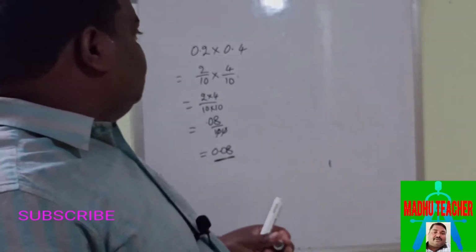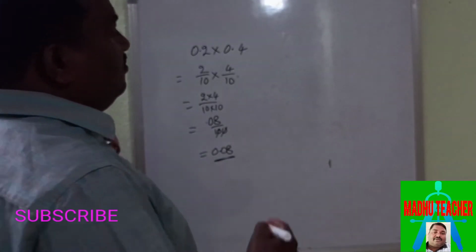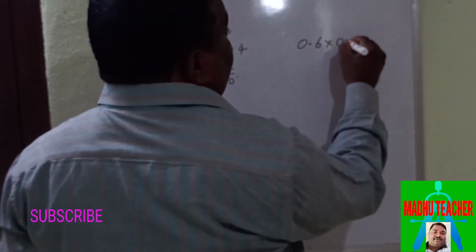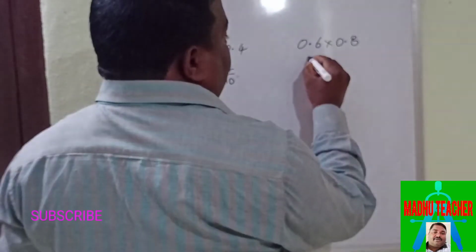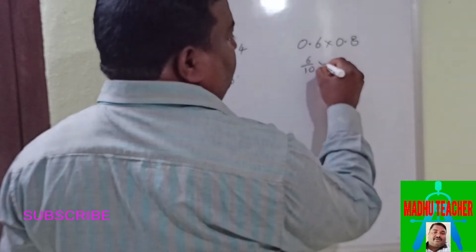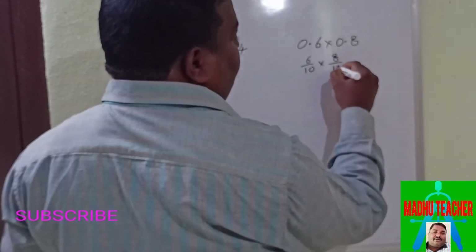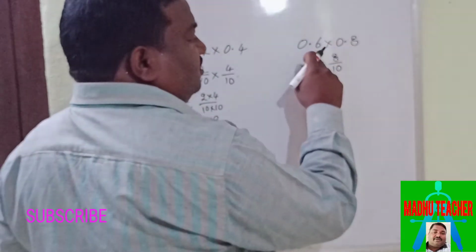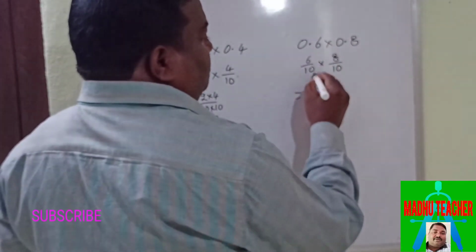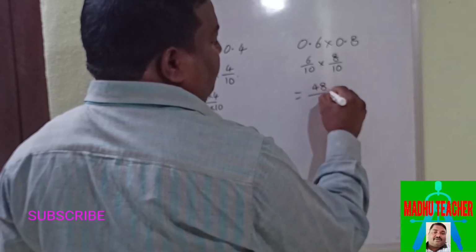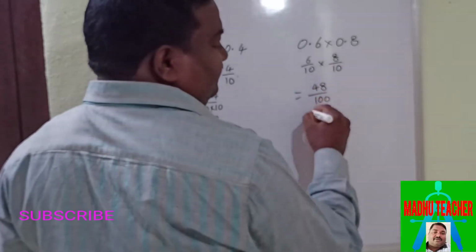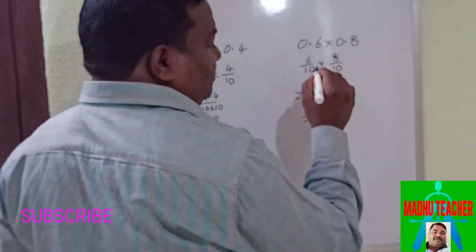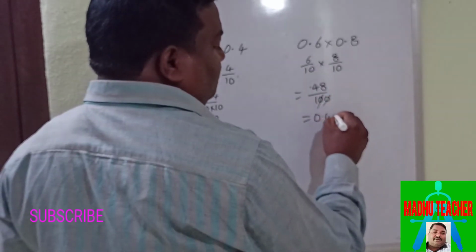Okay, let us see one more example. 0.6 into 0.8. Here it is 6 by 10 into 8 by 10. After the decimal point we have only one digit, that's why by 10. So 6 8s are 48 by 10 tens are 100. Two zeros cancel, put point before two digits, so that is 0.48.